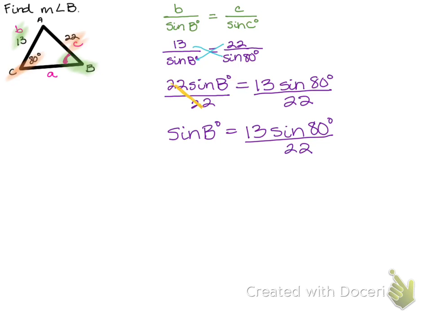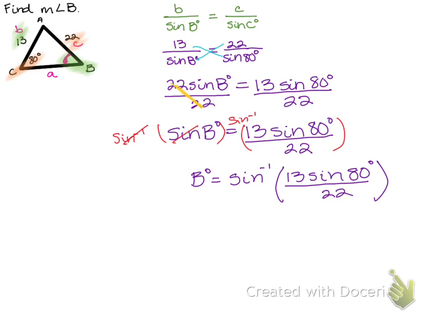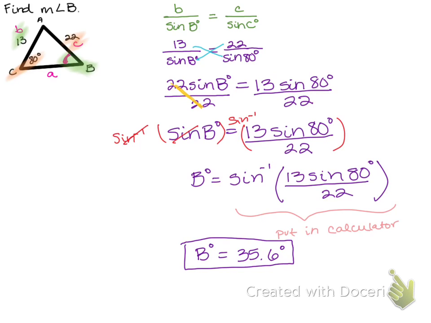Now, I've got to get rid of sine. But sine is its own operation. It's not add, subtract, multiply, or divide to get rid of it. So to get rid of it, we have to do the inverse sine, sine to the negative 1. But remember, what we do to the left side, we also have to do to the right side. On the left side, the sine negative 1 and sine undo each other. They're inverses, so they're gone. So I'm just left with B equals, and on the right side, I have sine to the negative 1 of 13 sine 80 over 22. And now you just put that whole right side in your calculator, and you should get 35.6.